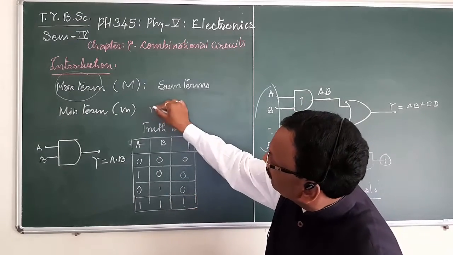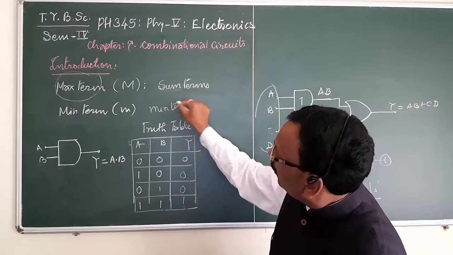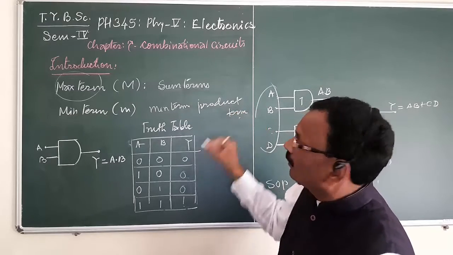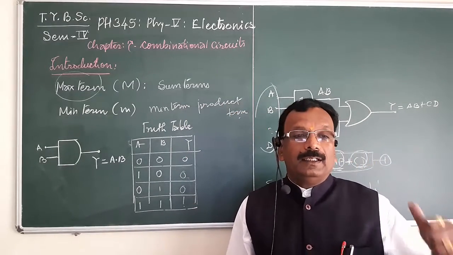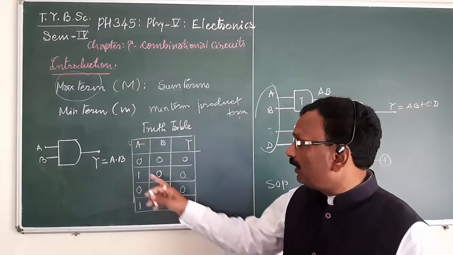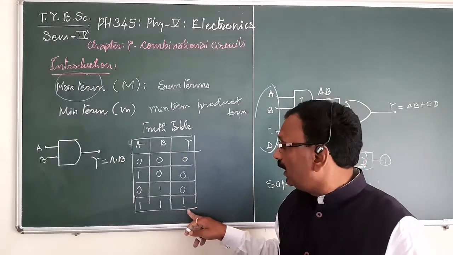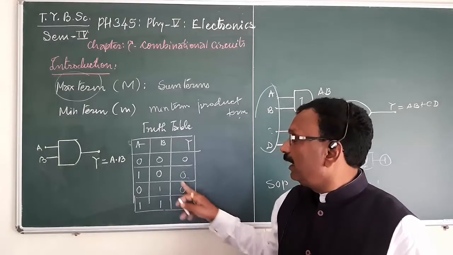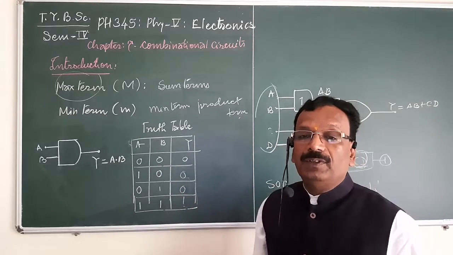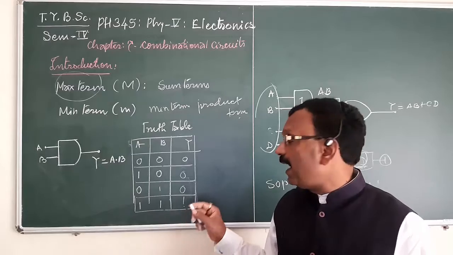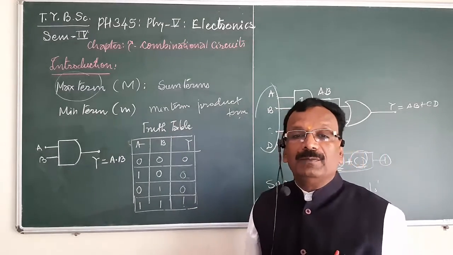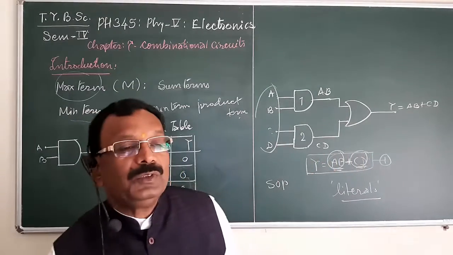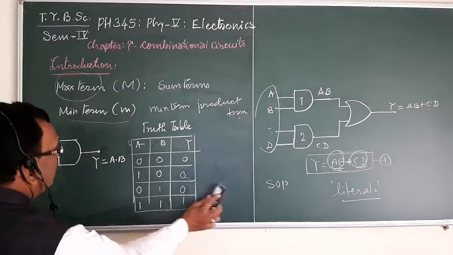Min terms or product terms. Okay. And in AND gate, the output is logically 1 for the minimum number of combinations of inputs. Maximum times it is 0 and minimum times it is 1, and hence the output of AND gate is called minimum term or simply min term and represented by small m. So these two terms are very useful. There is one more term, domain. What is domain?